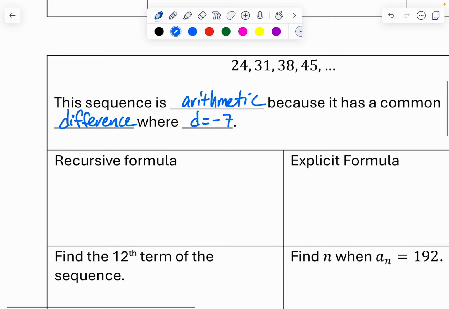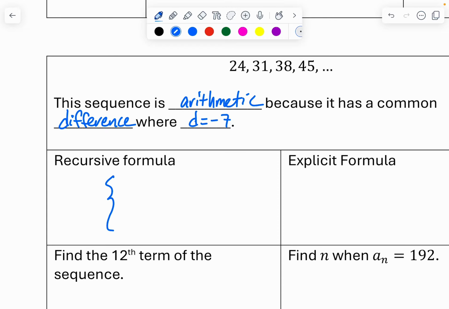Okay, so the first way to write our formula is a recursive formula. And with that, you have to tell me where to start and what to do. So always where to start and what to do.